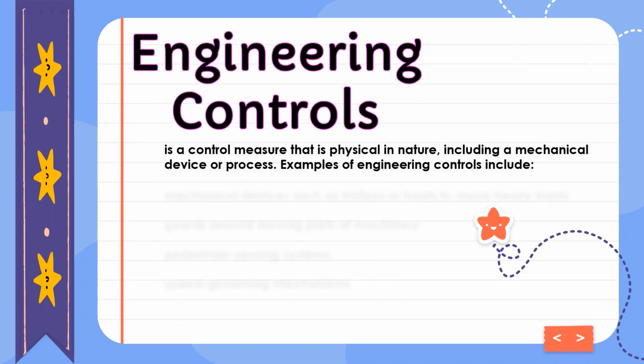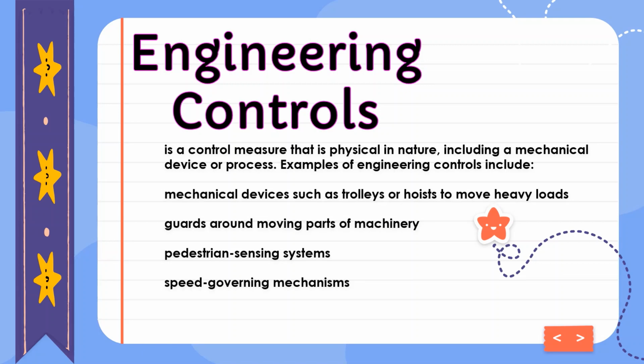Engineering controls. It is a control measure that is physical in nature, including a mechanical device or process. Examples of engineering controls include mechanical devices such as trolleys or hoists to move heavy loads, guards around moving parts of machinery, pedestrian sensing systems, and speed governing mechanisms. Engineering control followed by substitution.